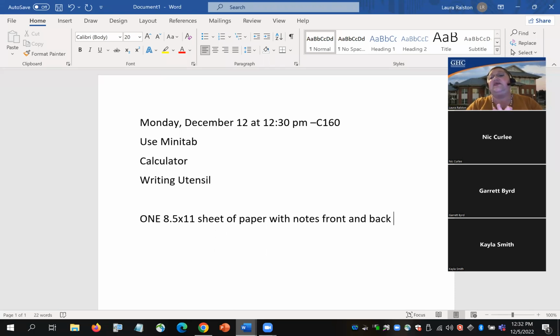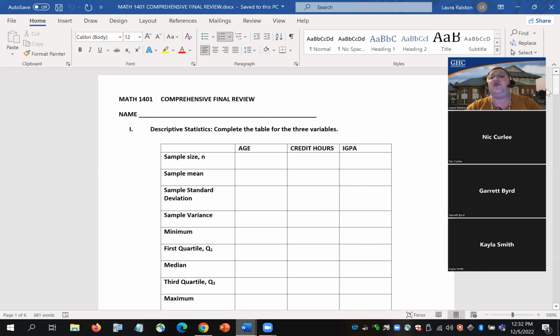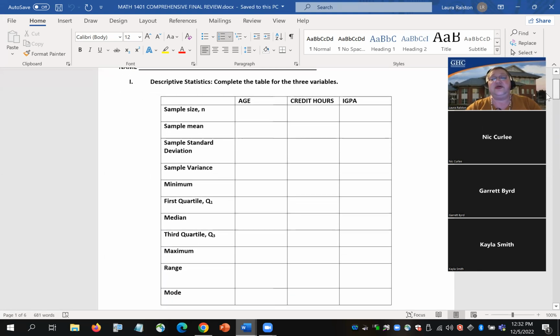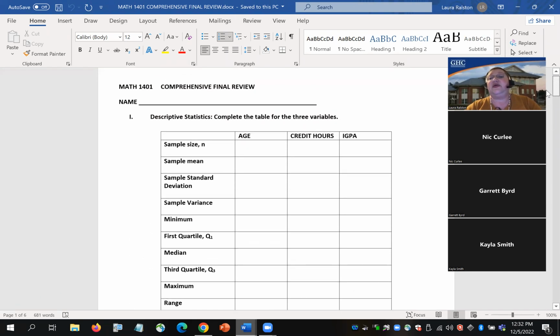You can write down little reminders about the Minitab strokes or what you're supposed to read at a particular time in a problem for Minitab, anything that you want to put on that paper. It can be handwritten or typed. You can write as small as you can read. And the layout of the test itself will follow the layout of the review.